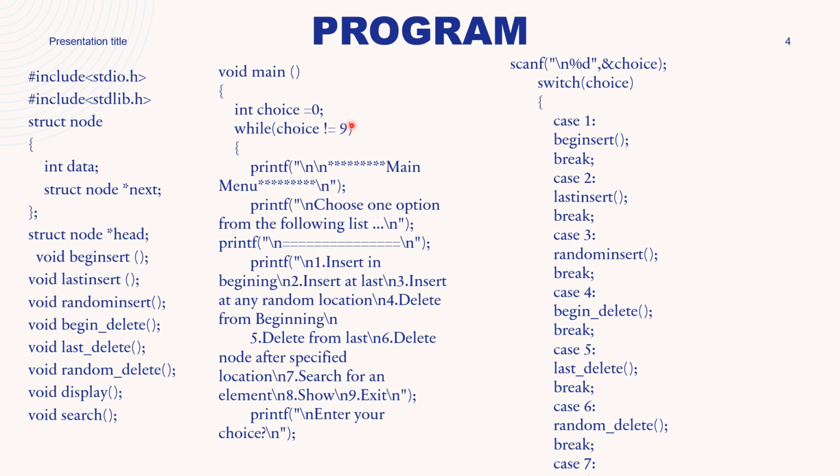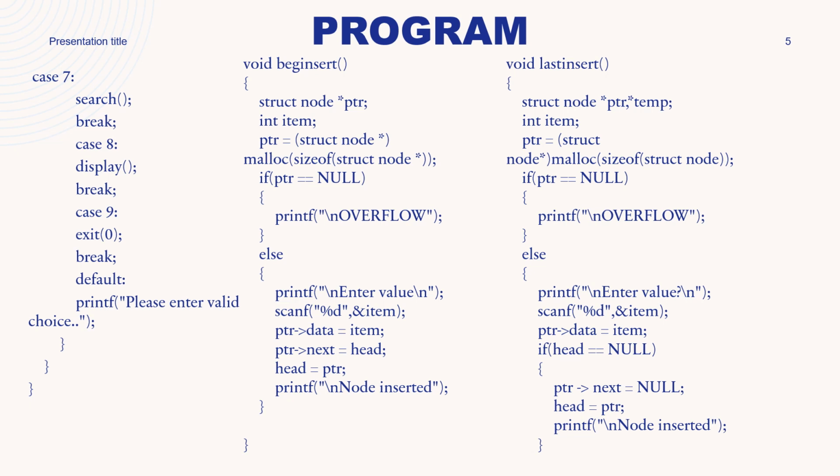Then this is a void main. Here I have just printed the choices for the user's reference, like one for insert, two for insert at last, in this way. And after that I have used the switch case, like if suppose user enters one, then the begin insert function will be called. If suppose user enters two, then last insert will be called. So now, we'll begin with the begin insert function.